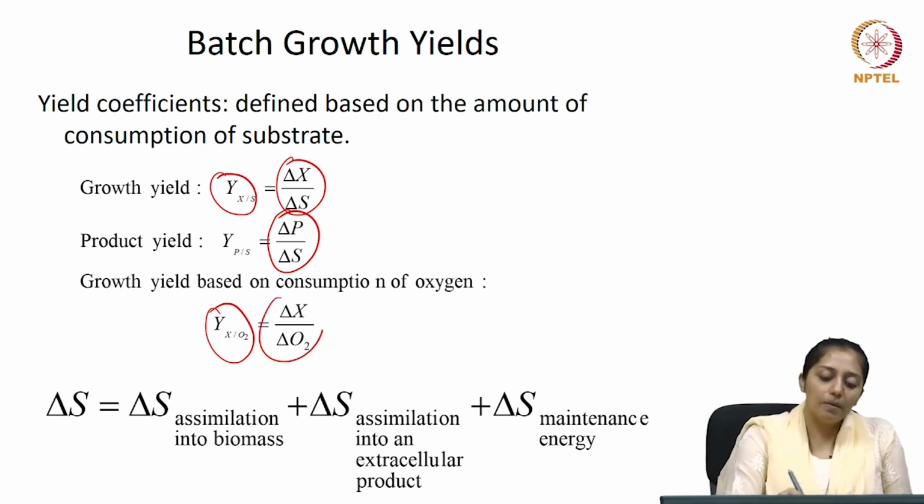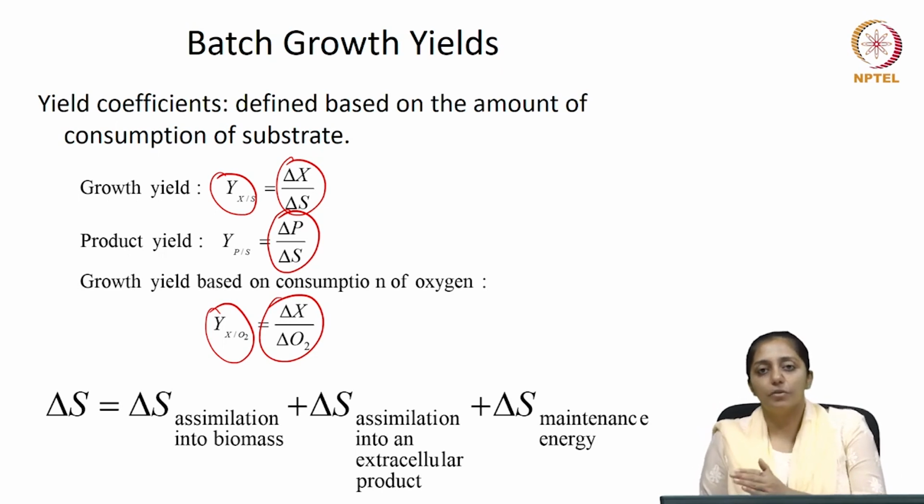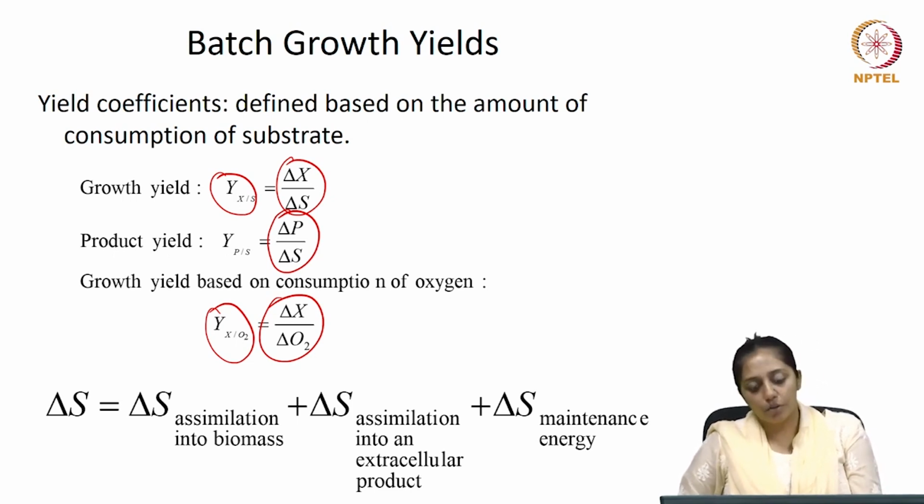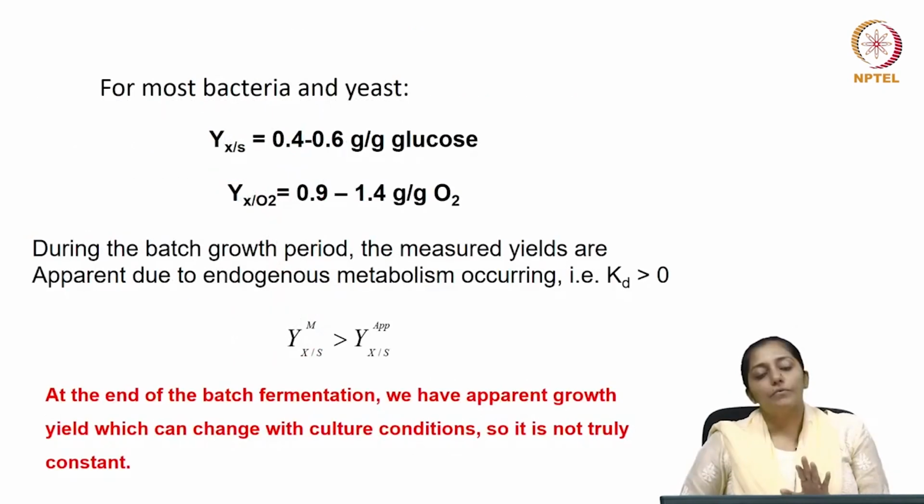So, to have an idea about how the substrate is consumed during batch cultivation, some of the substrate gets accumulated for growth, which means for the production of biomass. Some of the substrate gets assimilated or used up for the production of the product, and some of the substrate is utilized for the endogenous metabolism or the maintenance energy. For most bacteria and yeast, this is an average range of Yx by S and Yx by O2 which you can come across.